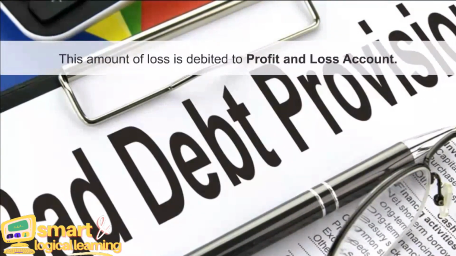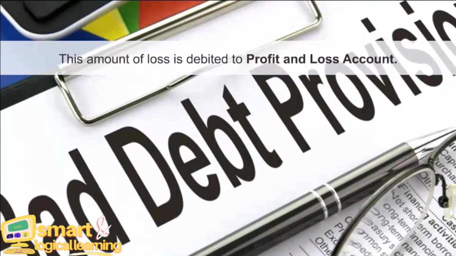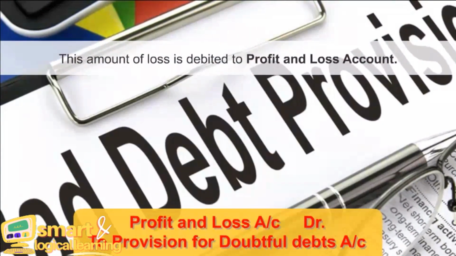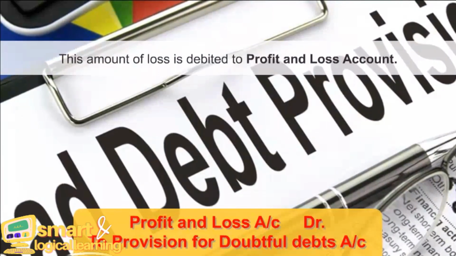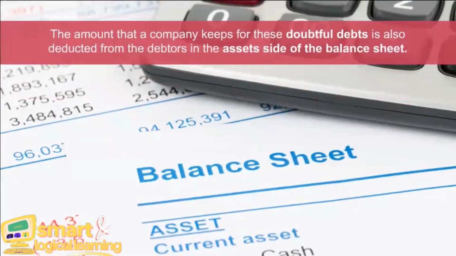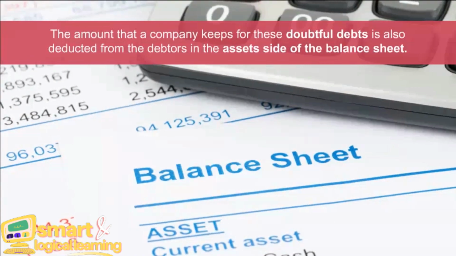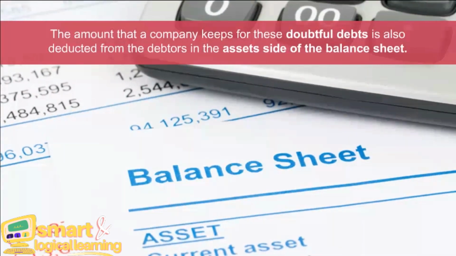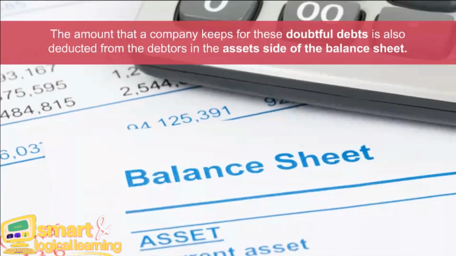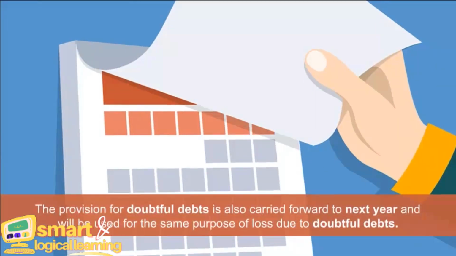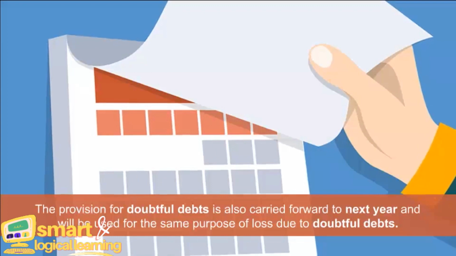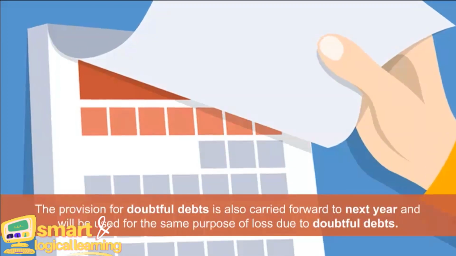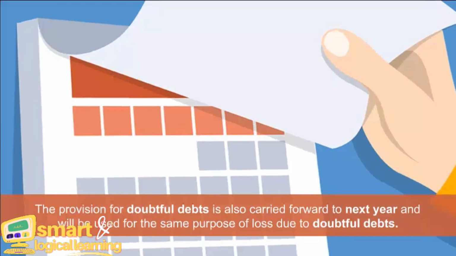This amount of loss is debited to profit and loss account. Profit and loss account is debited, and provision for doubtful debts account is credited. The amount that a company keeps for these doubtful debts is also deducted from the debtors on the assets side of the balance sheet. The provision for doubtful debts is also carried forward to next year and will be used for the same purpose of loss due to doubtful debts.